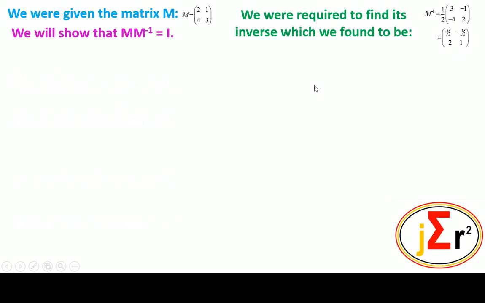We will show that M times M inverse is equal to I. The product of M and its inverse will give us I, which is the identity matrix for the multiplication of 2 by 2 matrices. I is not limited to 2 by 2 matrices, but it is 2 by 2 on this occasion. Also, the matrix I is [1, 0; 0, 1].